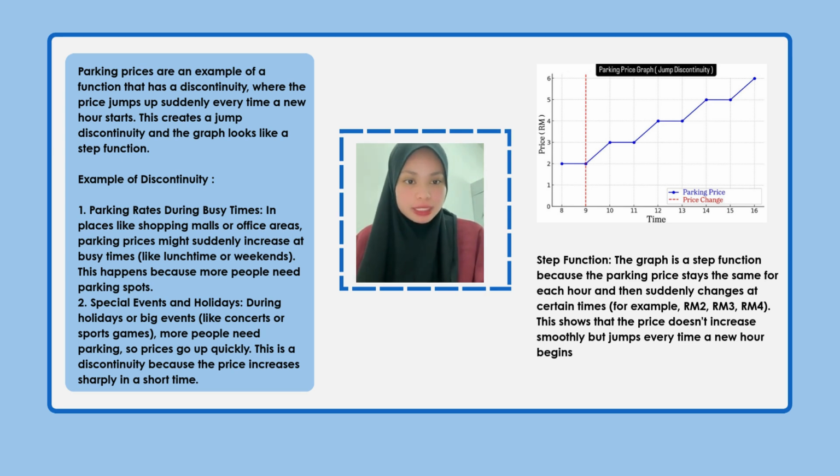And another example is special events and holidays. During holidays or a big event like concert or sport games, more people need parking, so price goes up quickly. This is a discontinuity because the price increased sharply in a short time. Okay, so if we look at the graph, it shows the parking price with a jump discontinuity. The price stays the same for each hour and then jumps at certain times like RM2, RM2 and RM4. This shows that the price doesn't increase smoothly but jumps every time a new hour begins.